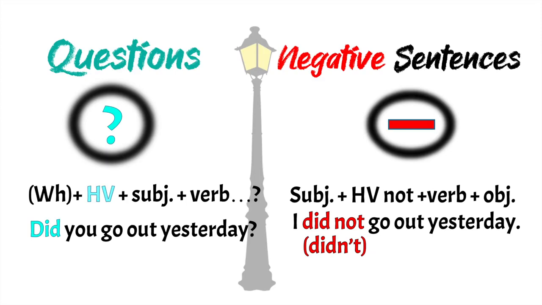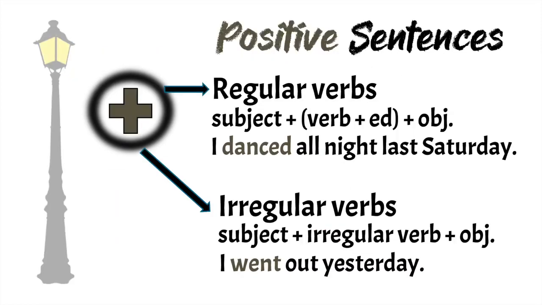Negative sentences. Okay, so we need the subject plus the helping verb plus not plus the verb and the object if you have one. I did not go out yesterday. I didn't go out yesterday. Okay, so what happens with positive sentences? Well, positive sentences have regular or irregular verbs. Okay, so we have the subject for regular verbs plus verb plus ed because it's a regular verb plus object. For example, I danced all night last Saturday.